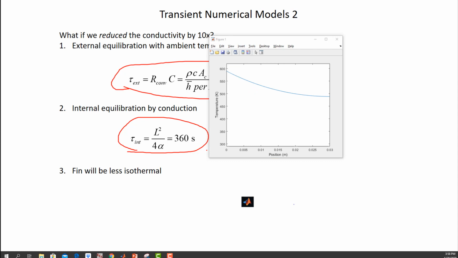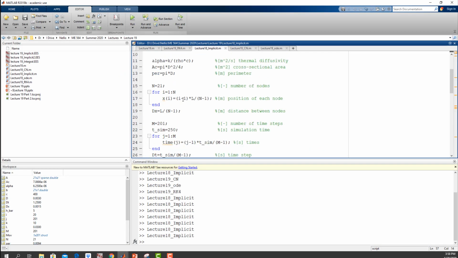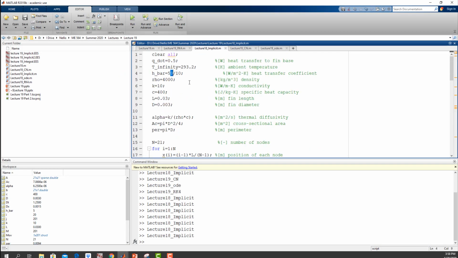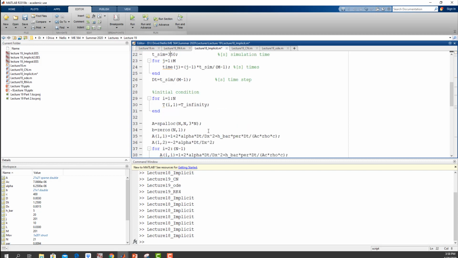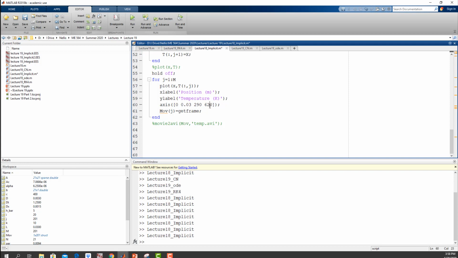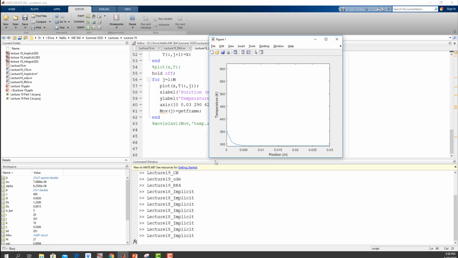So let's see if we can actually observe that kind of a process. I'll put this back to where it was. I will reduce the conductivity by a factor of 10. I better still simulate a long time, maybe even longer, so 350 seconds, and that might be about right.